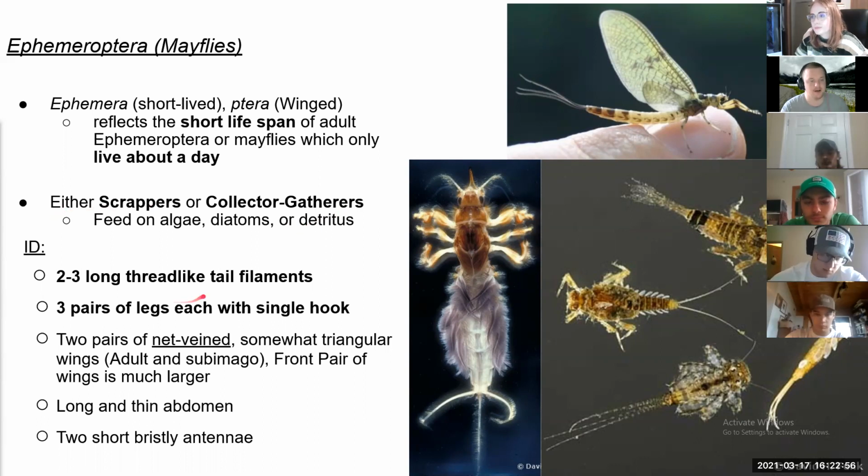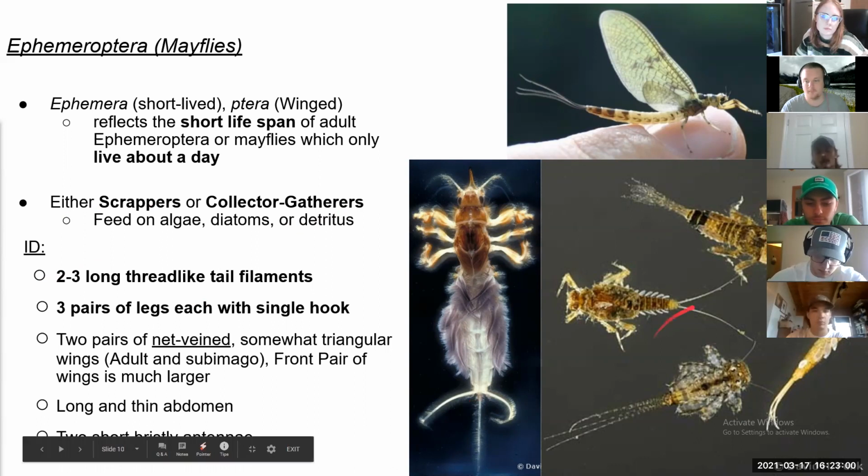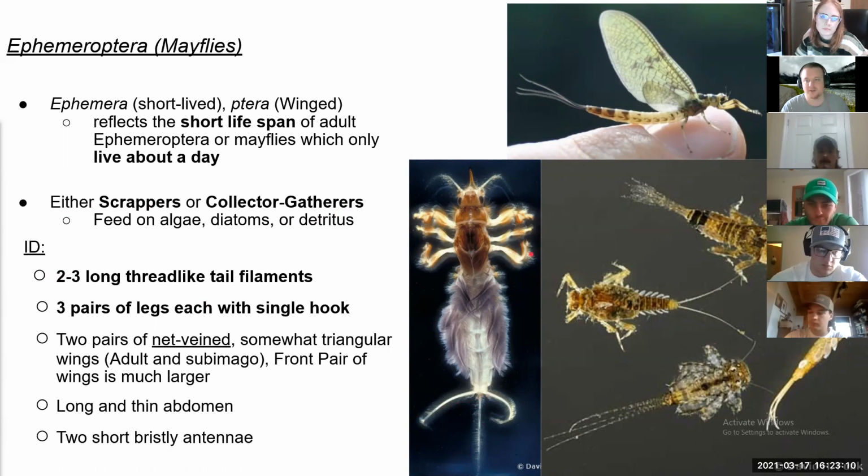So to identify them, you might have only two long tail filaments. You might also have three on some species. They have 3 pairs of legs, each with a single hook. And then the adult stage has these wings that are kind of net veined. You can see that here. And at rest, these wings stick up, and the front pair of wings is much larger than the back pair.